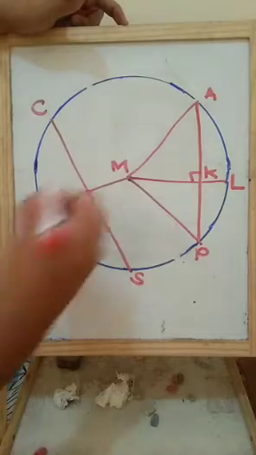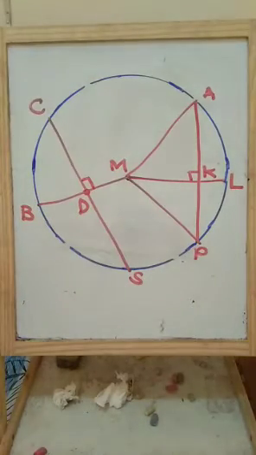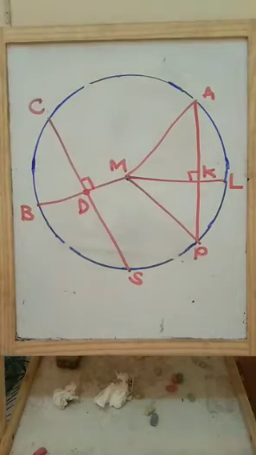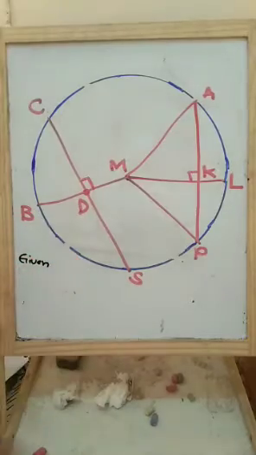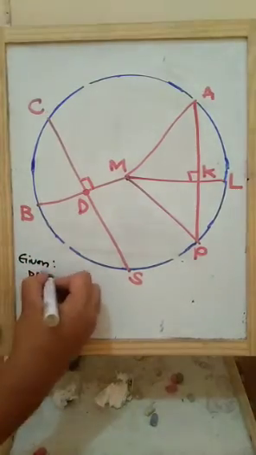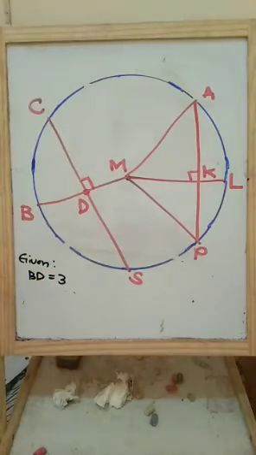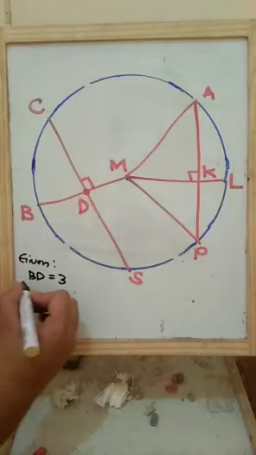parallel. Ito rin ay parallel. Okay, so we have two parallel lines here as declared in your figure. And then, dagdagan natin ng given. Let's have these given measurements. Let's just say that BD here measures 3 units. Ibig sabihin, ang measurement nito ay 3.